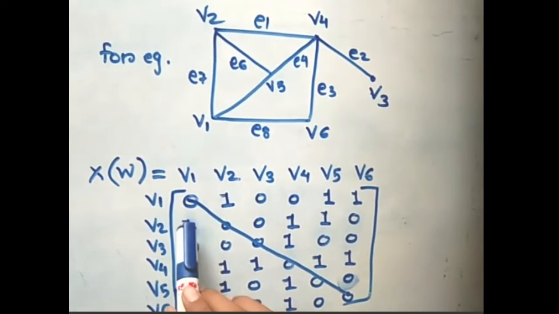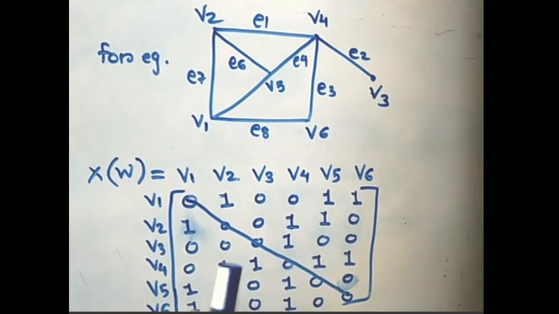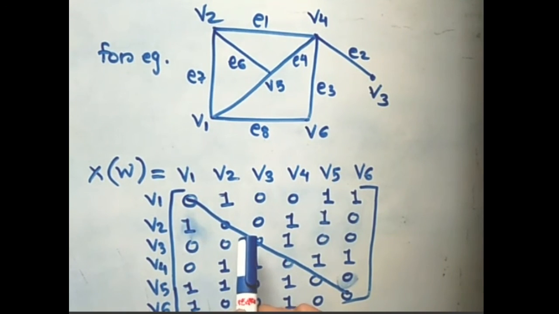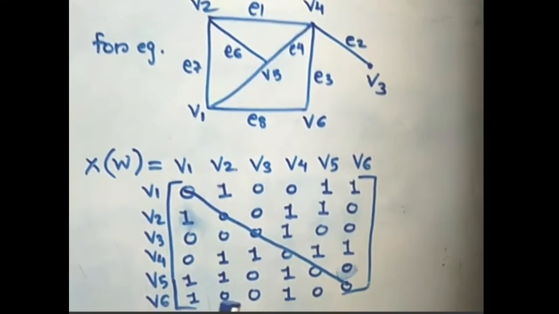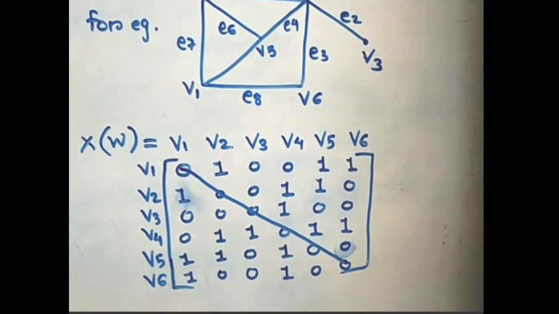In this matrix we have created diagonal elements, therefore we say that the adjacency matrix can also be called a symmetric binary matrix, and this is the adjacency matrix of the given graph. Thank you.